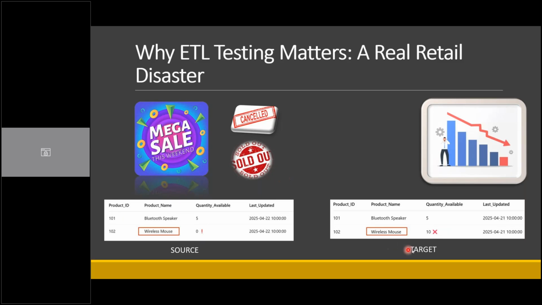It's because of a job that got failed in between. Whenever an ETL job fails, the expected data will not flow into the target. If that is the case, data mismatch or data missing scenarios can happen, or data loss can also happen. That is something that happened in this retail scenario. Okay, this is a classic example of how ETL works in real time.